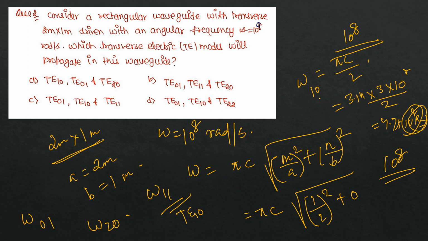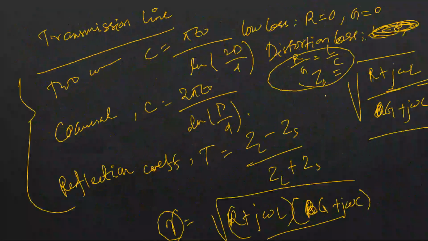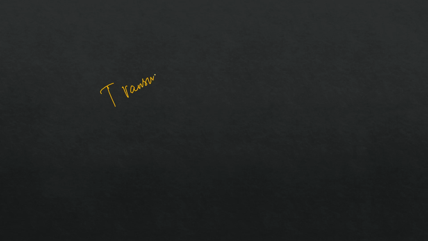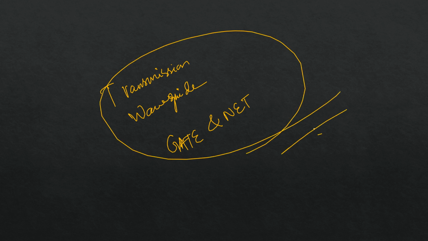Yeah. So this is the way to solve questions from transmission line and waveguide. So now I think we'll be able to solve the questions that come in the previous years. So try to solve everything from transmission line and waveguide, from GATE and NET both. GATE and NET, it's too easy. It's not that hard. We did it really well.